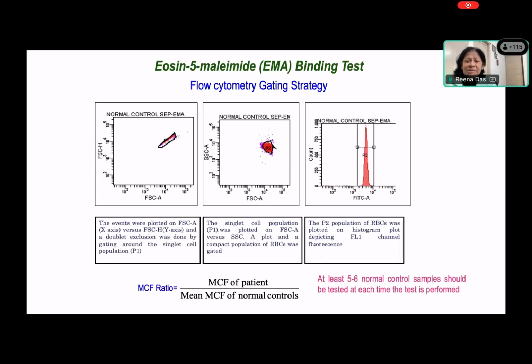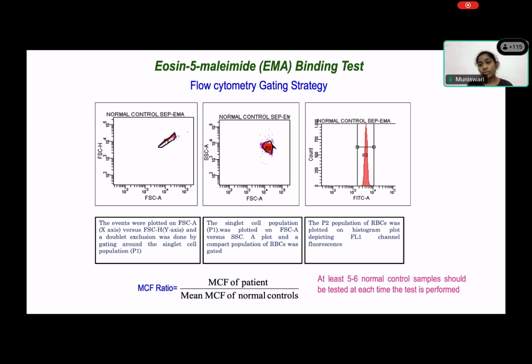The other test, which is nowadays very preferred wherever flow cytometry is available, is known as the eosin-5-maleimide binding test. And I think, Muniswari, you all are doing this test in your department, I presume. Yes, ma'am. When there is an HS case, we will do this EMA binding test. So would you like to describe this slide? Yes, ma'am. So eosin-5-maleimide is a dye which binds to band 3 on the RBC membrane. So if band 3 is there, this dye will go and bind to band 3, and it will emit the fluorescence when you see in the flow cytometry, and that fluorescence will be measured.